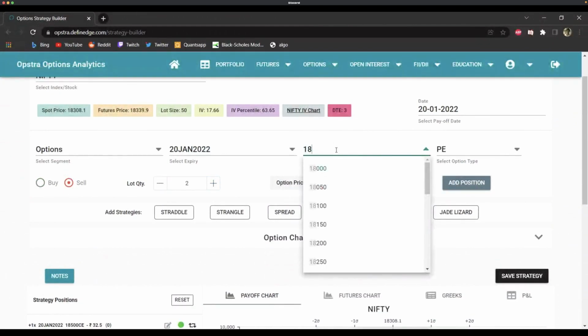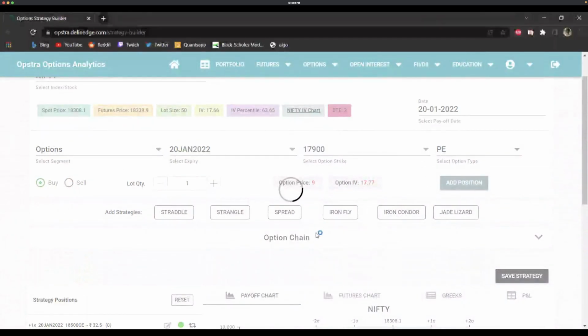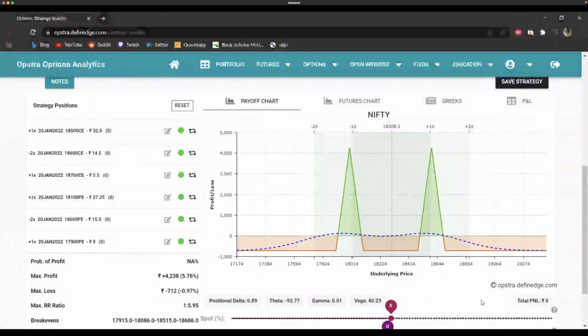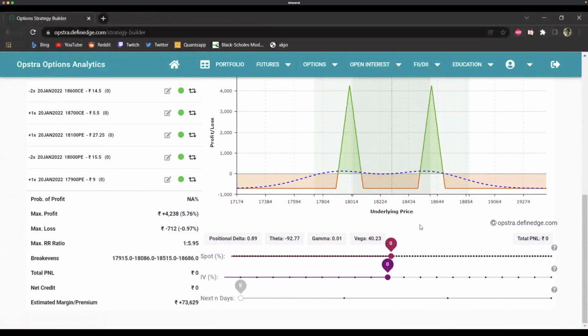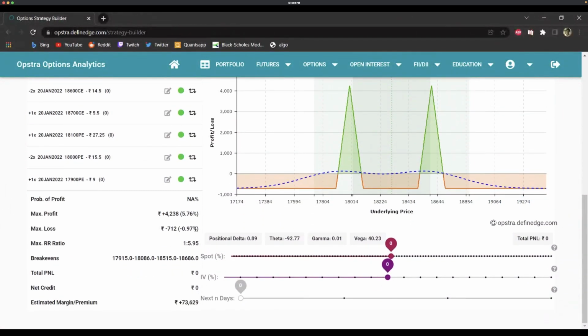17,900. So this is a double butterfly basically. You'll build butterflies on both sides, and as long as the market moves one standard deviation on any side, you'll make money, kind of thing. And you lose money if it doesn't move or if it moves a lot, but it's very less compared to what you're gonna gain.